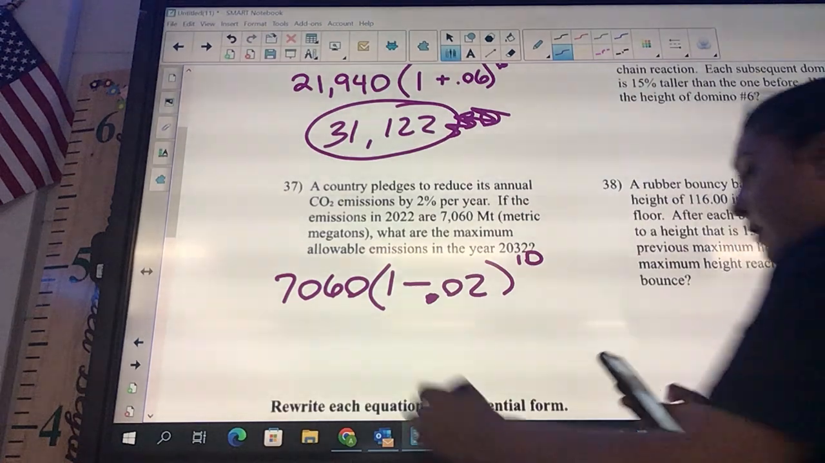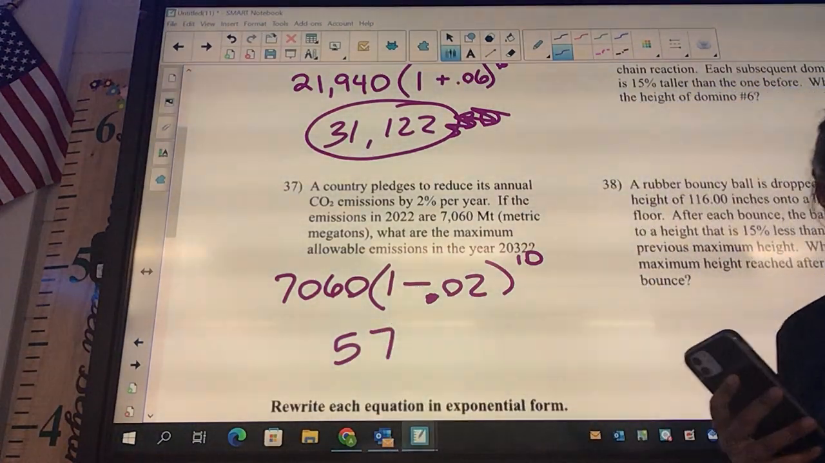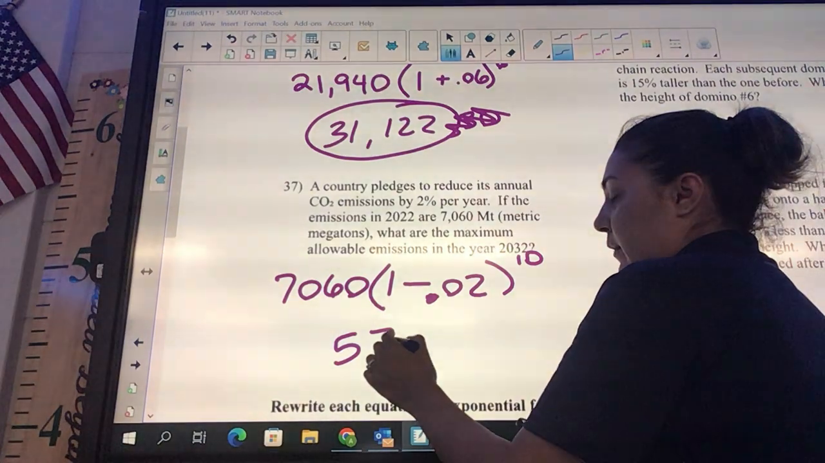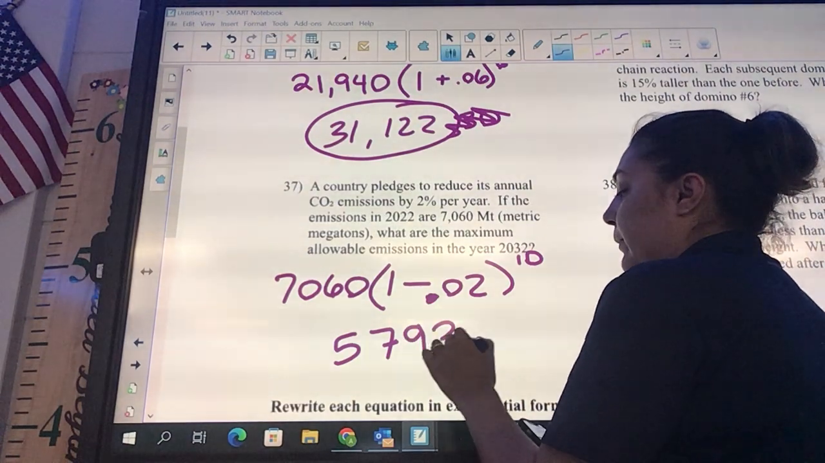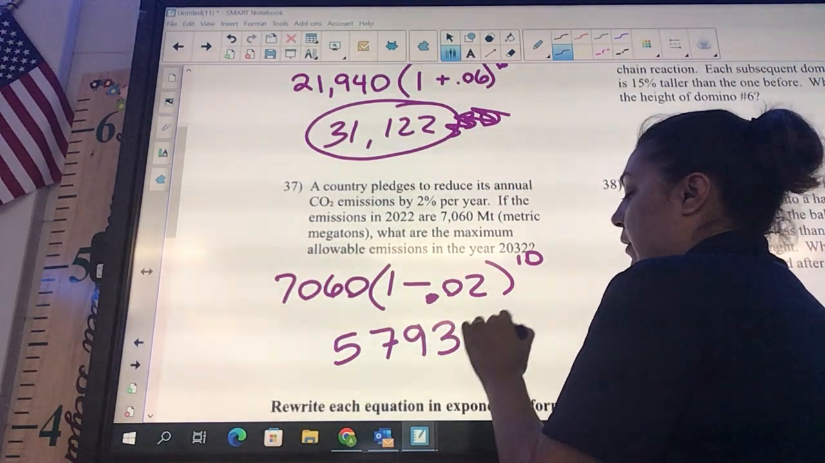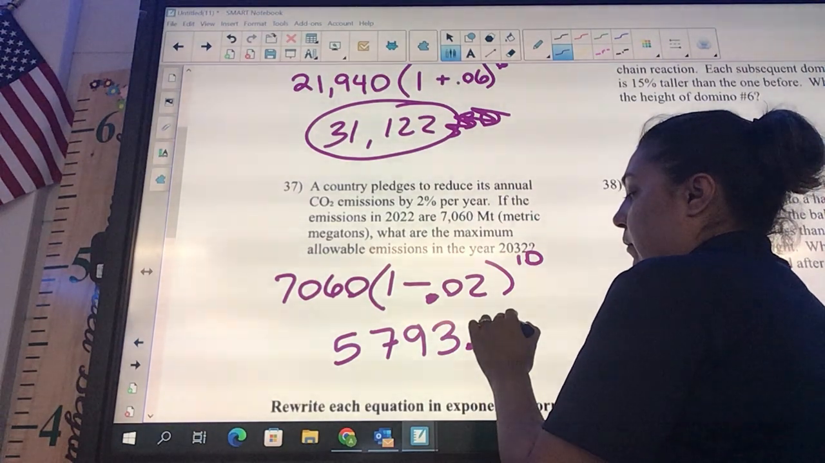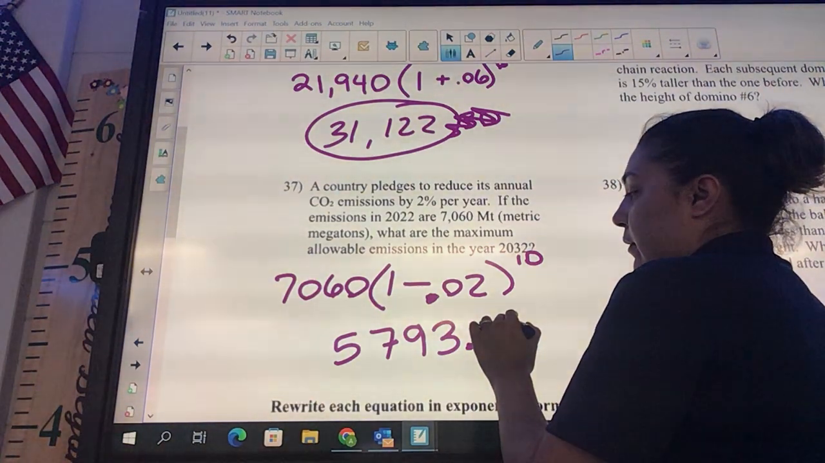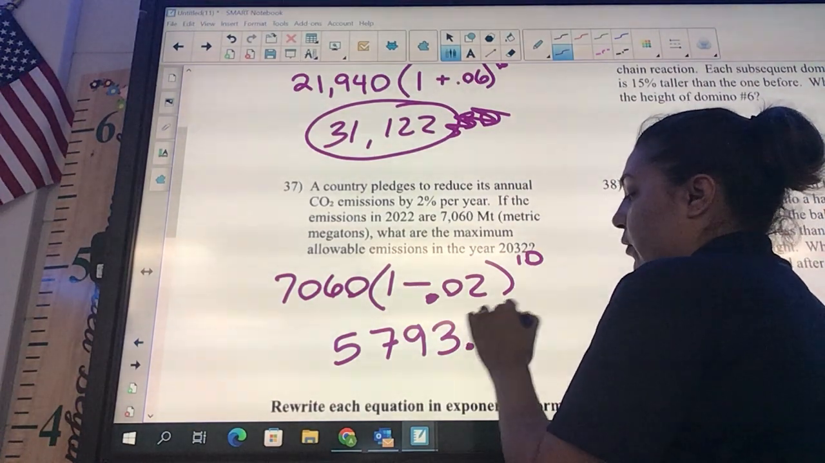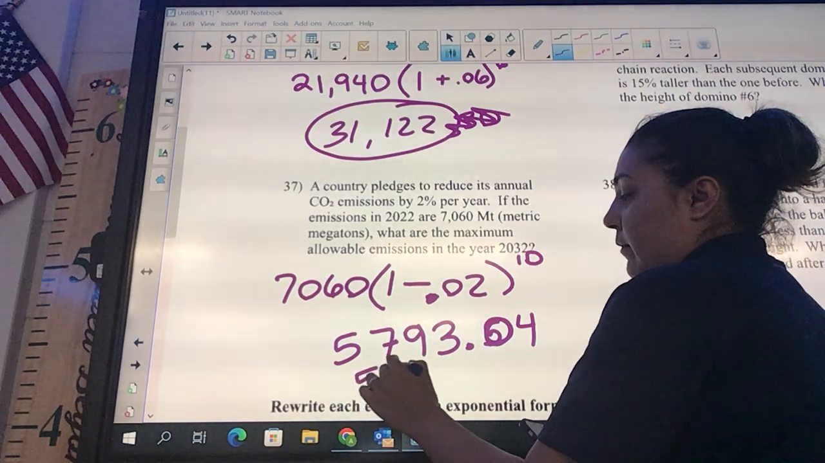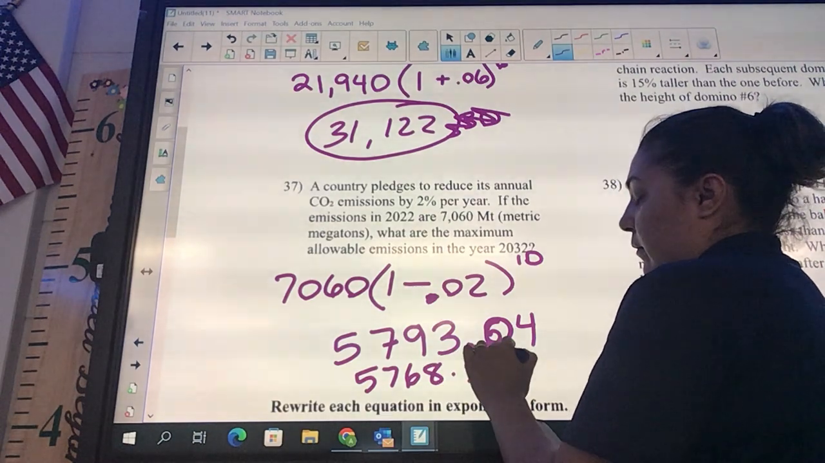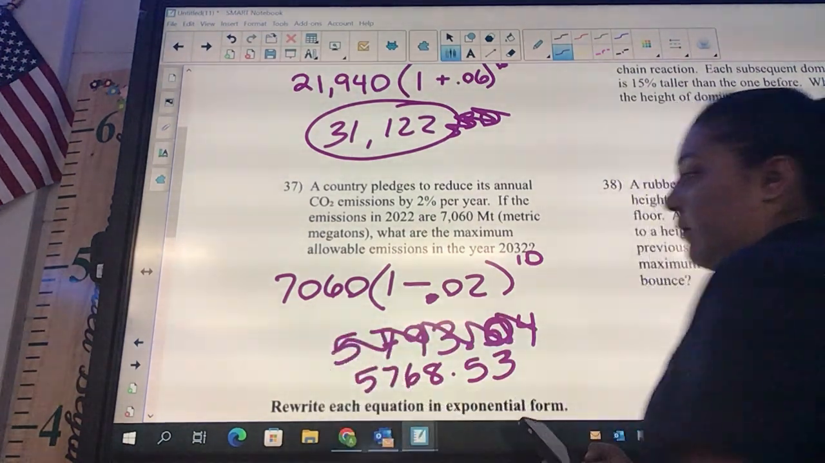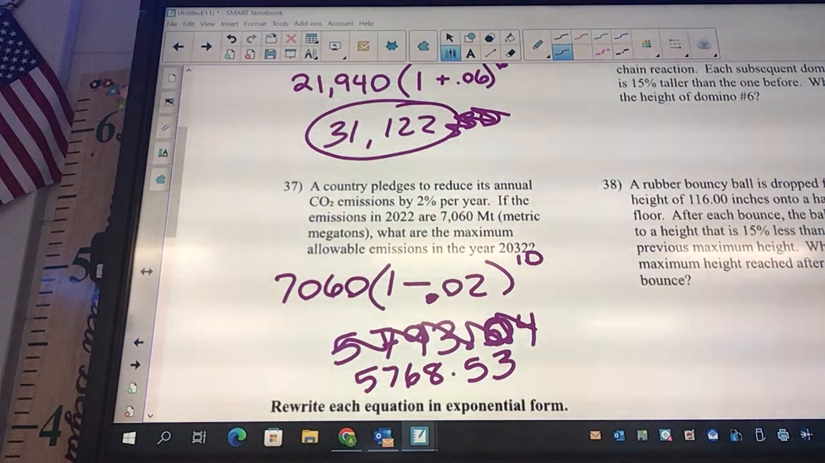I got 5,000. Oh my gosh, Walter. It's okay, you can still type. 5,000 what? 793. Was there a decimal? Yeah. What is it? 0.04. I didn't get that. What'd you get? I got 53. Yeah, that's what I got. 5768.53. No, I put 0.02. I don't know. If the majority got this, then I'm going to go with that. Okay, do we leave the decimal or not? No.